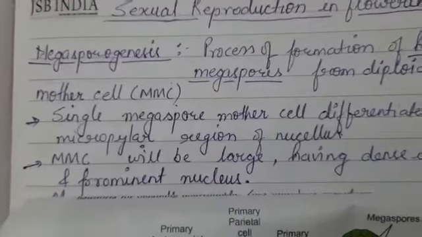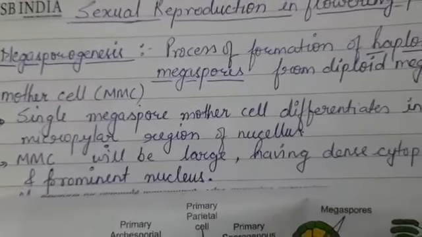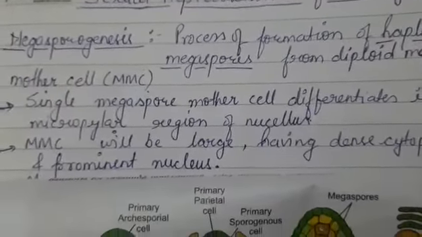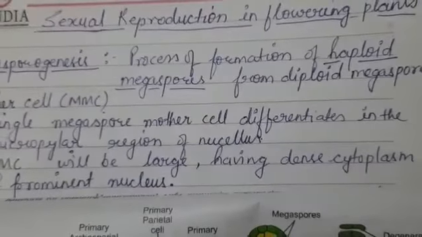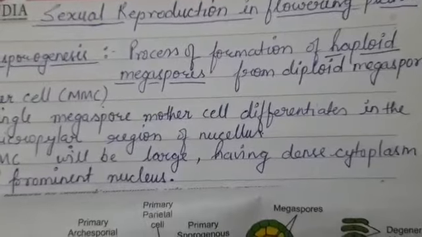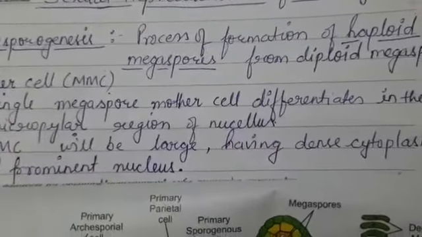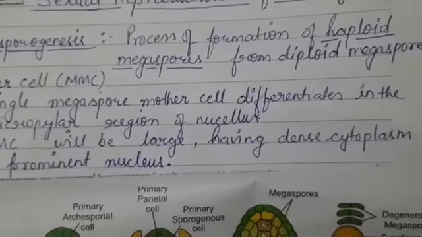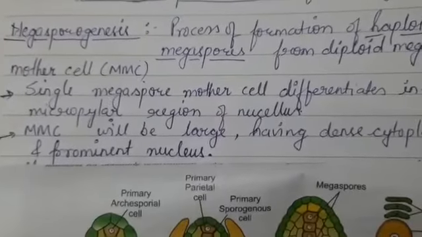And formation of that megaspore is called megasporogenesis. This process involves the formation of a haploid megaspore from a diploid megaspore mother cell. So what is a megaspore mother cell?